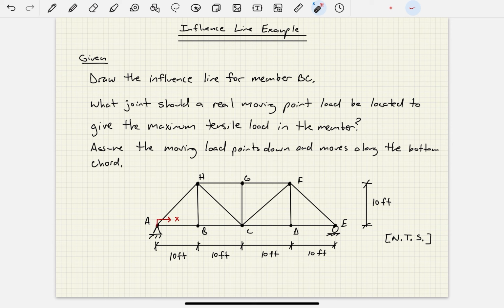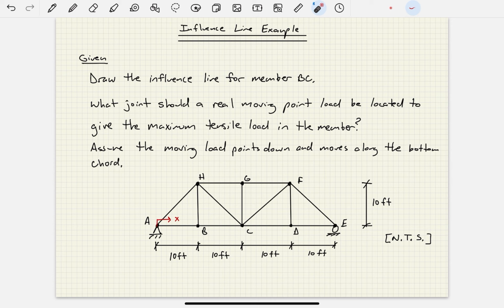In the given information, we're being asked to draw the influence line for member BC. If you notice in this truss down here, this is member BC. We're also being asked to determine at what joint a real moving point load should be located to give the maximum tensile load in the member. Again, we're talking about member BC. We're also told to assume the moving load points down and moves along the bottom chord of this truss.